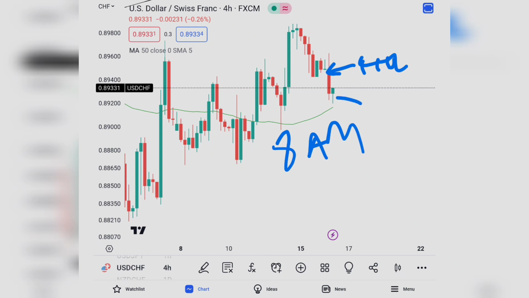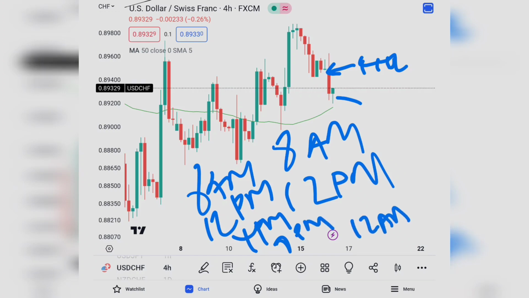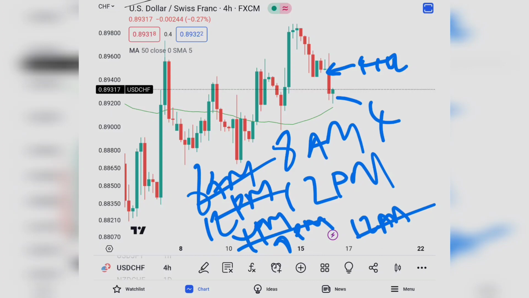This candle closes at 12 p.m. So basically, I'm setting my alarm at 8 a.m., at 12 p.m., at 4 p.m., at 8 p.m., and also at 12 a.m. So I'm more likely to check my charts, to check my phone, 4 or 5 times a day.